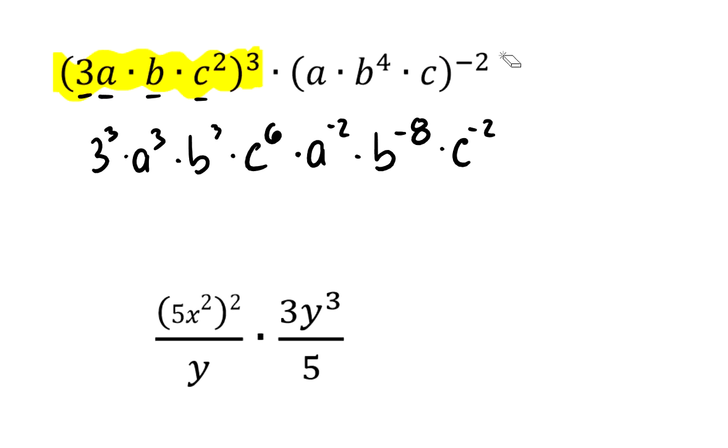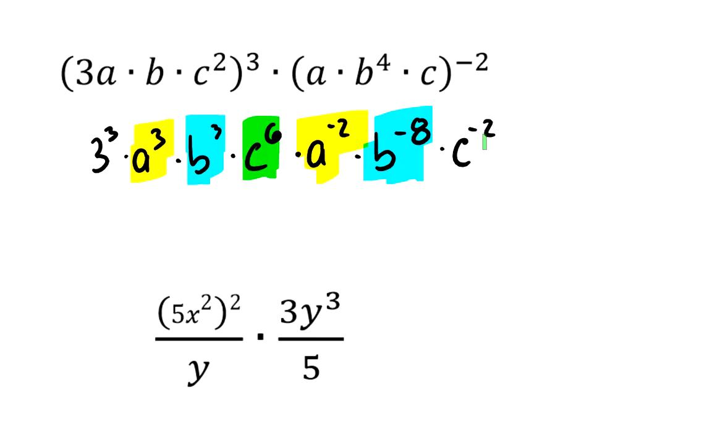So now that I have these, I can see that there are some bases that are the same that I can bring together in this massive product. So for example, I've got a to the third, and over here there's a to the negative second. I also see that I've got b to the third, and I've got b to the negative eighth. And the other thing I have is c to the sixth and c to the negative second. So we're going to bring all those together as we simplify this. The other thing is 3 to the third power is 27. I'll just write that because there's nothing else happening with that.